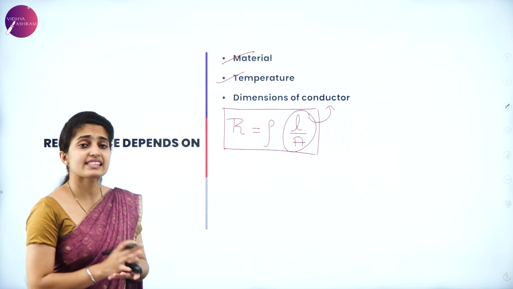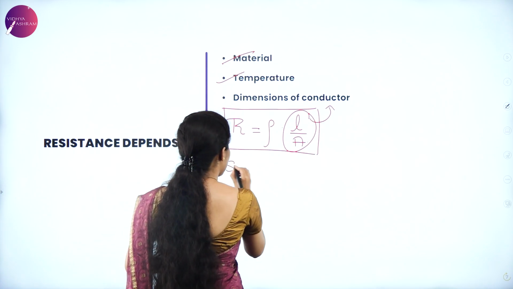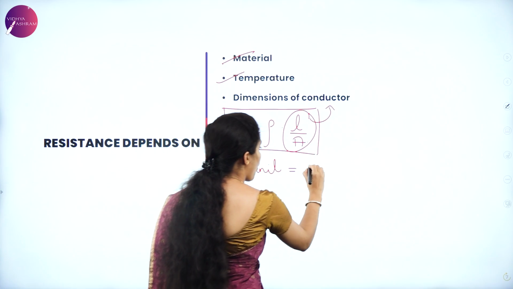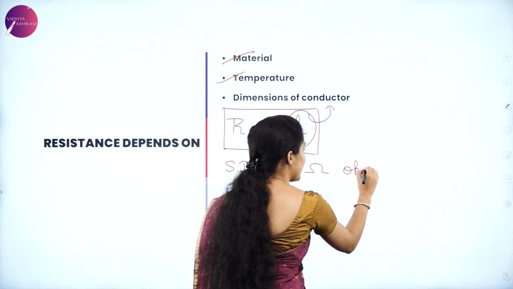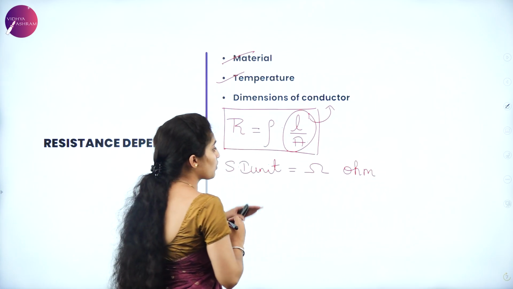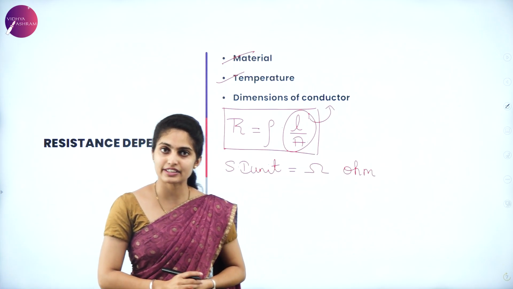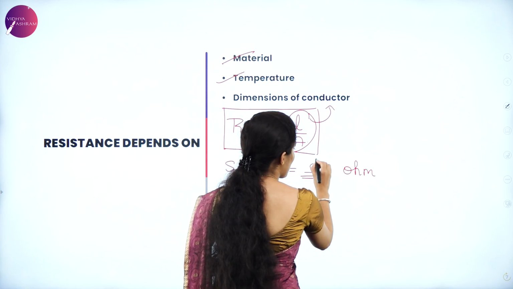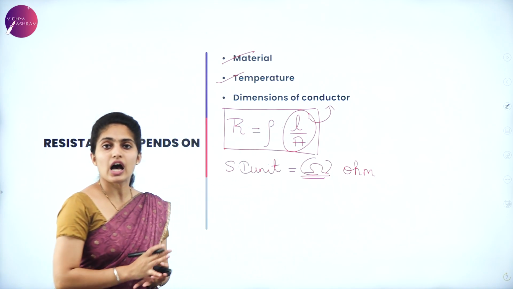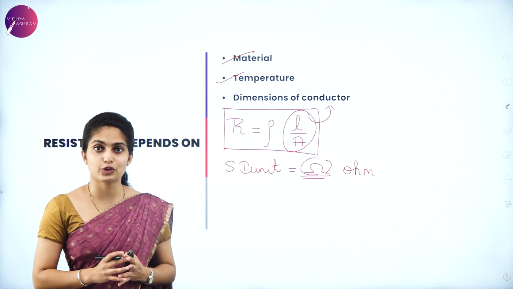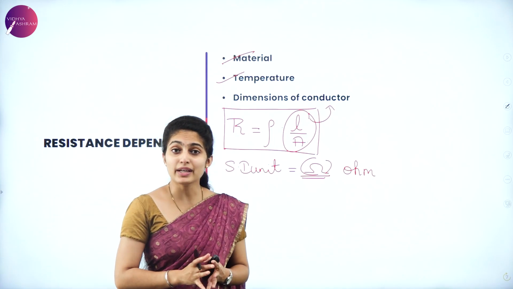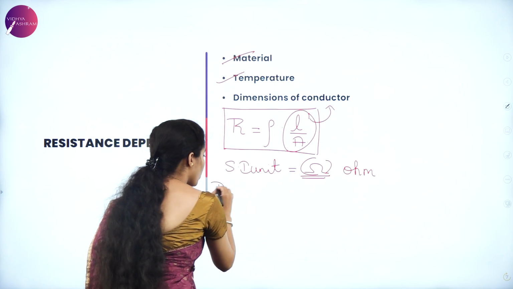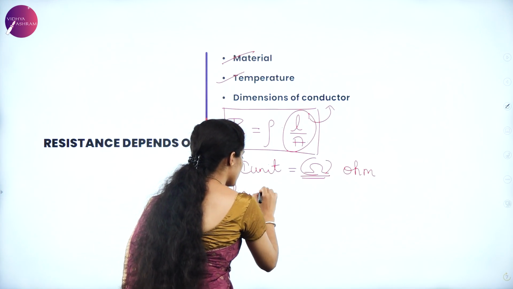So what is the SI unit of resistance? The SI unit of resistance is the ohm, O-H-M. It was named after the scientist who discovered Ohm's law. Clear? So now, after finding this SI unit, we will have to define what is meant by 1 ohm. If this is your question, define 1 ohm.